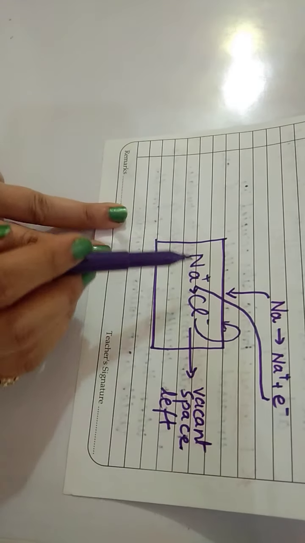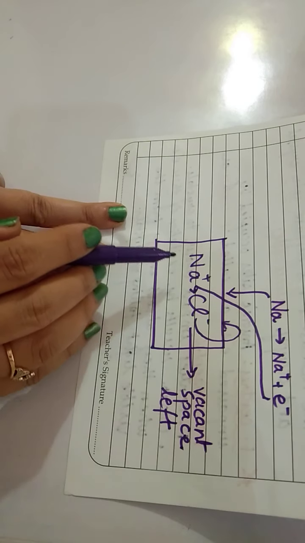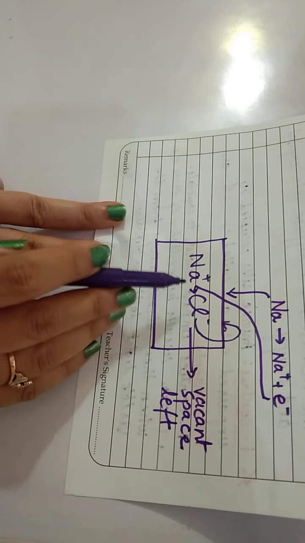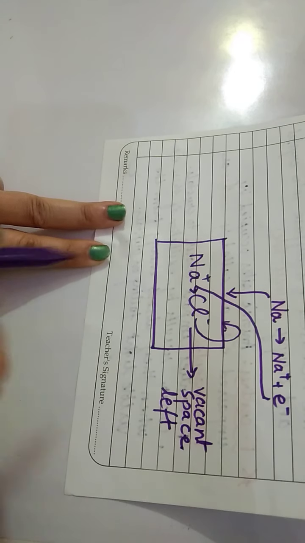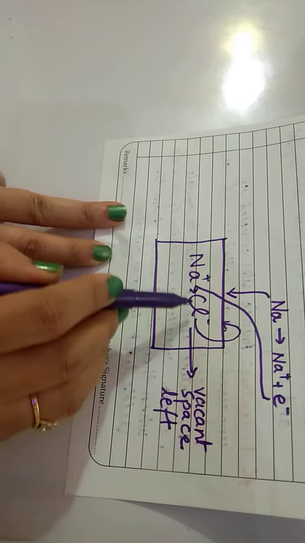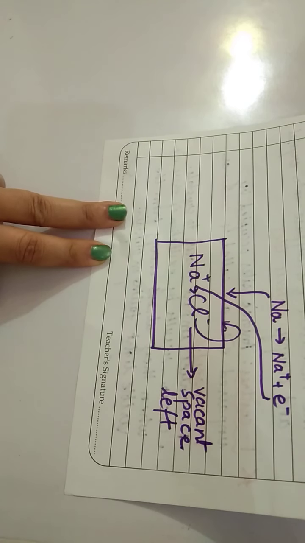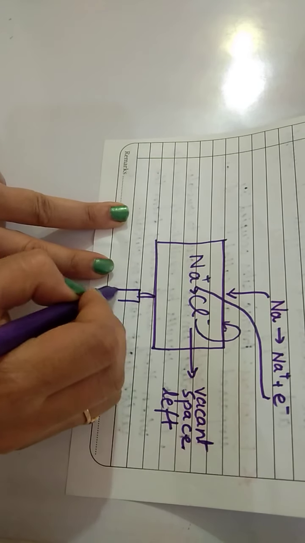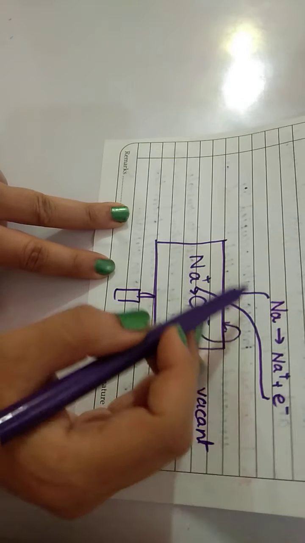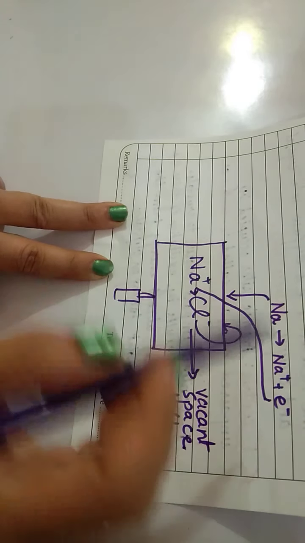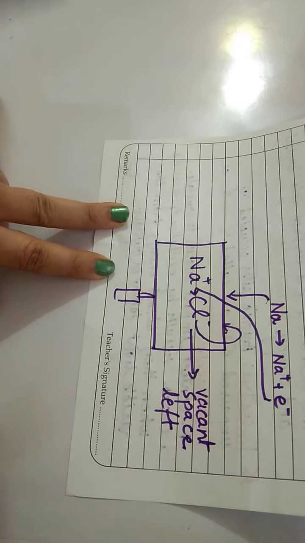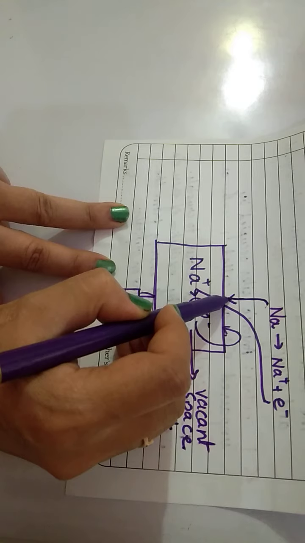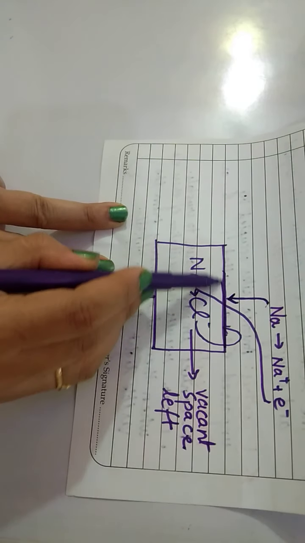Now if I talk about a solid NaCl, it will have the constituent ions Na positive and Cl negative. Now what will happen when we heat this metal halide? When we heat this metal halide NaCl in the presence of sodium vapors, these sodium vapors will deposit on the surface of NaCl.